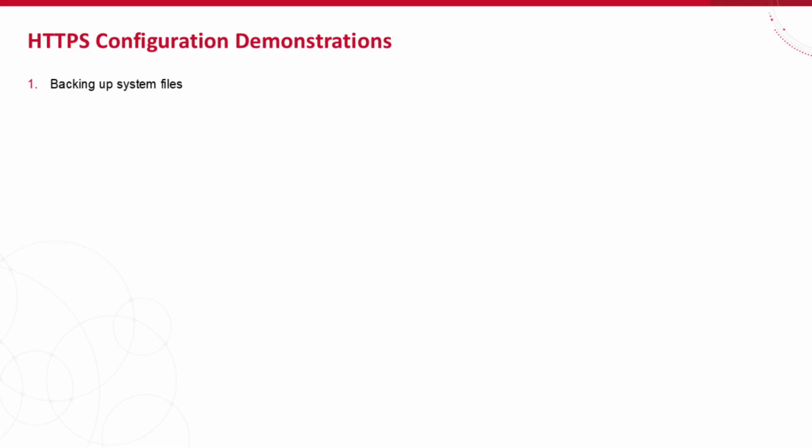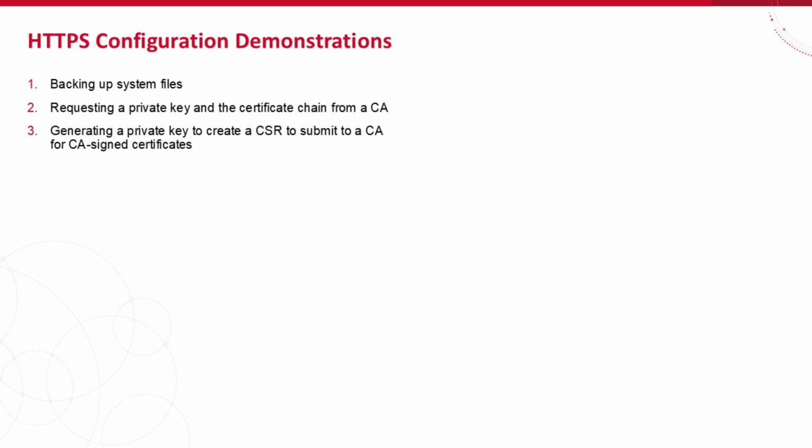With all of this in mind, we will begin the demonstrations by first backing up key system files. From there, we will then demonstrate how to configure HTTPS for VNA by requesting a private key and certificates from a CA. Then, we will demonstrate how to generate a private key and create a CSR from the private key. We will perform the demonstrations using the command line, and logged in as the root user.